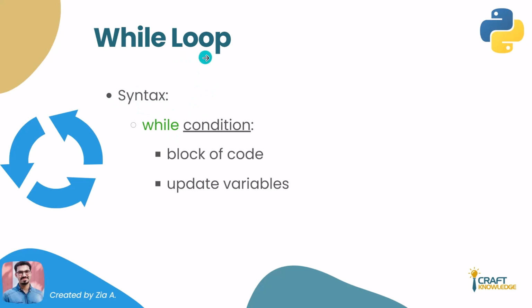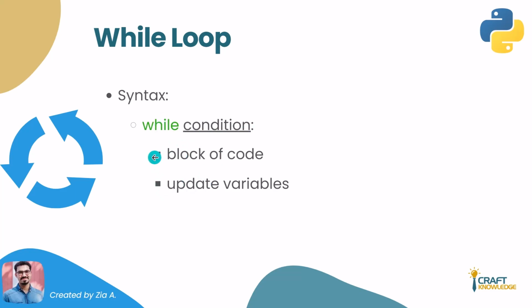Again, wherever the word loop comes into play, we know that it helps us in repeating the block of code. So here is the syntax for while loop. First of all, we'll have a keyword while, right? We'll write it as it is in lowercase, and then we will have a condition, right? So this while loop will keep repeating this block of code.